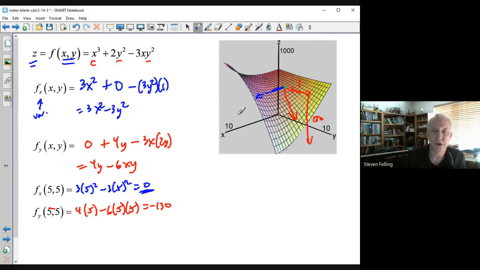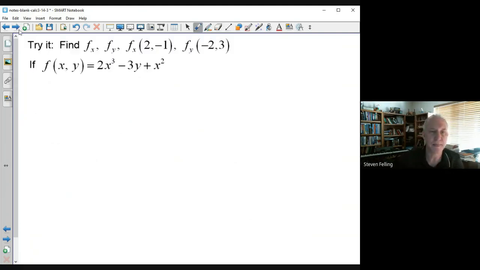All right, and later we'll talk about how we can put those together to go in any direction, but right now we're sticking just with the x and y direction, okay? Okay, so you can pause the video and try that. See if you can just compute these things real quick, and then unpause and check.